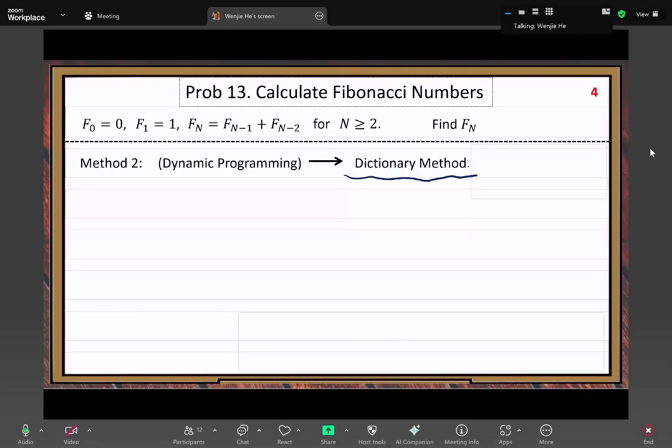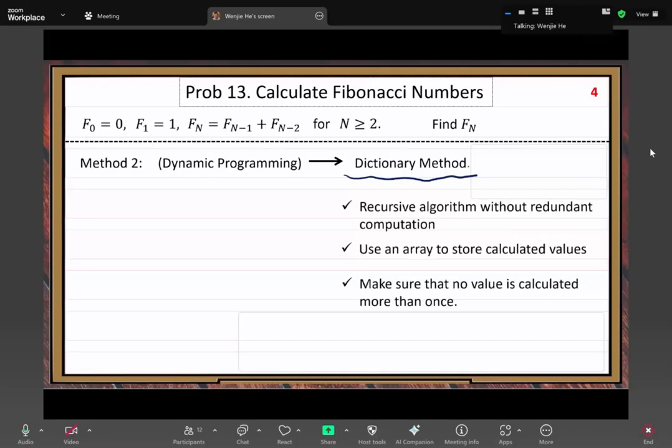Now you need to carefully maintain your intermediate results in a dictionary. When you can look up your intermediate results, then your algorithm suddenly becomes very efficient. That's the essence of this idea, this brilliant idea. All right, let me show you basic properties of this method.